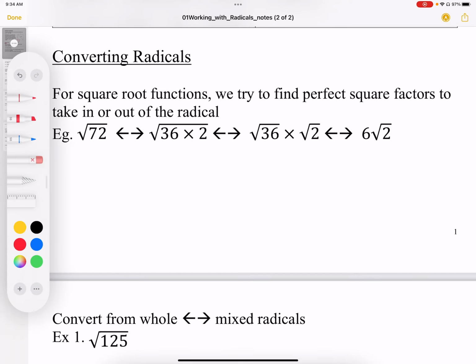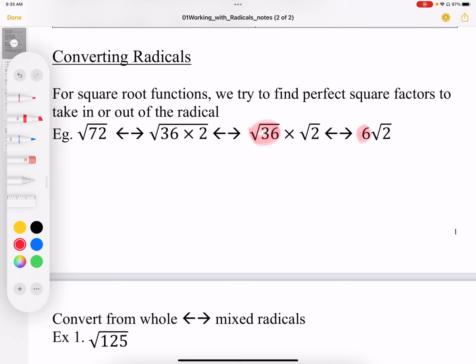We can also go from our mixed radical form and go the other way and convert it into a whole radical. To do that, we take the outside part and put it inside. So we take that outside factor of 6, and it has to be a factor, and we put it under a square root. And to put it under a square root, we're going to square it. We square that going in, we square root coming out.